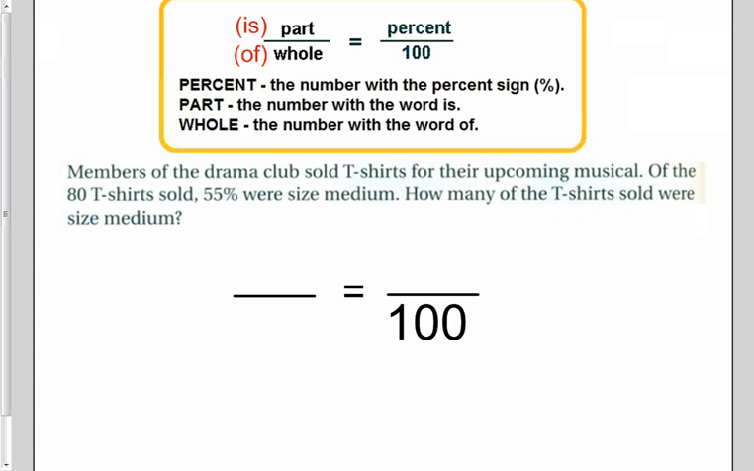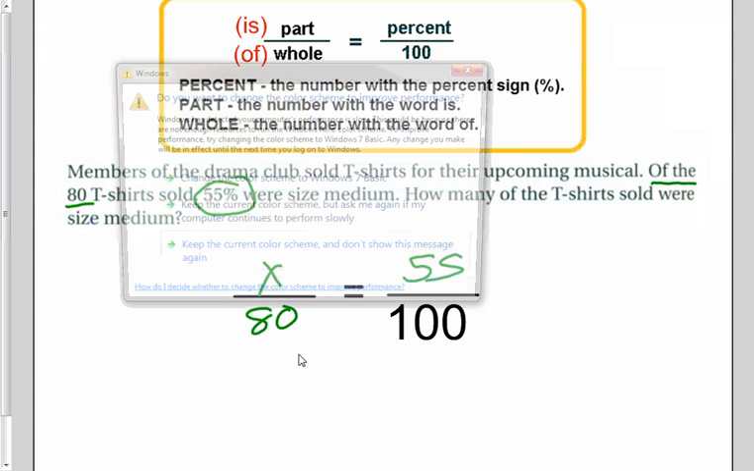Members of the drama club sold t-shirts for their upcoming musical. Of the 80 t-shirts sold, 55% were size medium. How many of the t-shirts sold were size medium? So let's underline our important parts here. And notice I see the word of, the 80 t-shirts, 55%. So let's fill in our missing pieces. Percent is always our ratio out of 100. Of the 80 sold, so 80 is our whole. That's the total number of t-shirts. We want to know how many were size medium. So of all the t-shirts, only some of them were medium. Let's figure out how many.